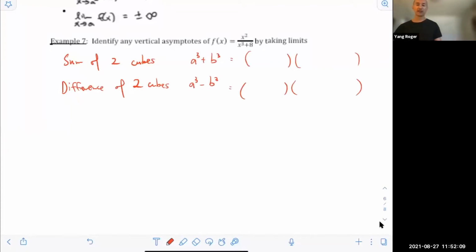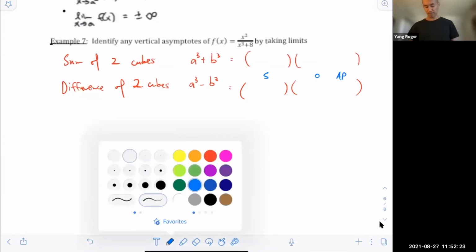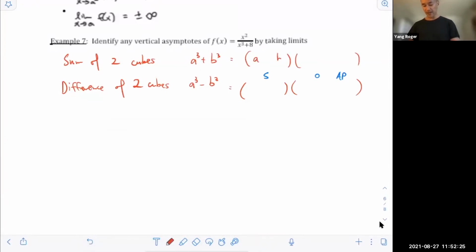And there's a nice acronym to help you remember how it factors. So that acronym is called SOAP, S-O-A-P, okay? So here's how you do it. You're going to have an A here and a B here, an A squared, AB, B squared. You have an A here, a B here, an A squared, an AB, a B squared. So the shape of the factorization for both is the same. So what's the difference between this scenario and this scenario? The difference is, what are the signs in between here?